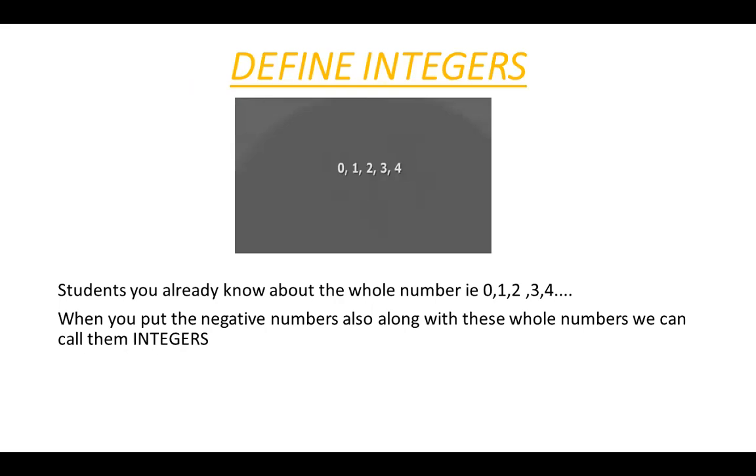Define integers. Students, you already know about the whole numbers, for example 0, 1, 2, 3, 4, etc. When you put the negative sign in numbers along with these whole numbers, we can call them integers.